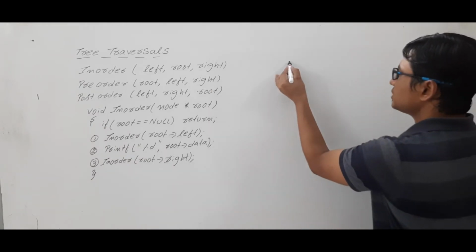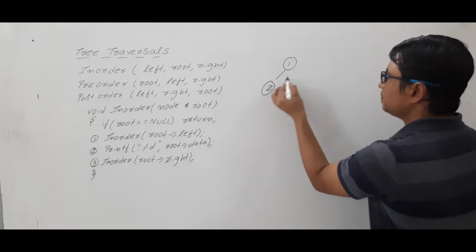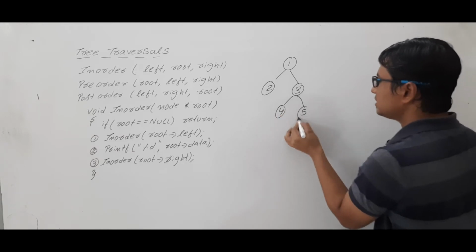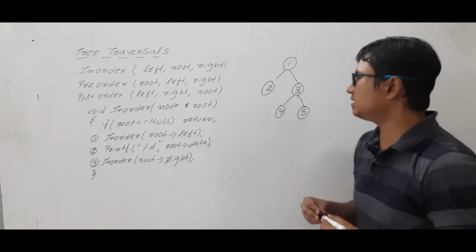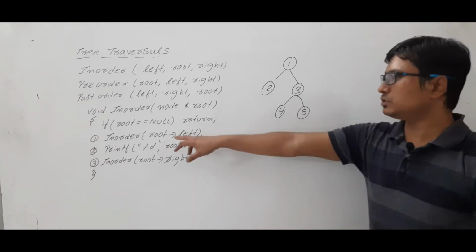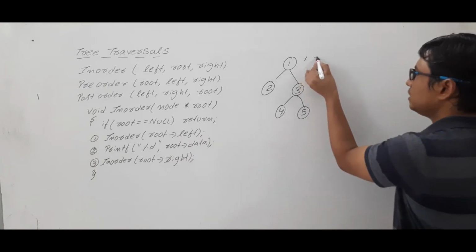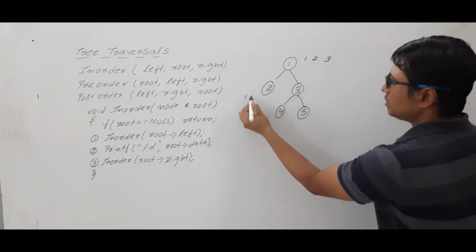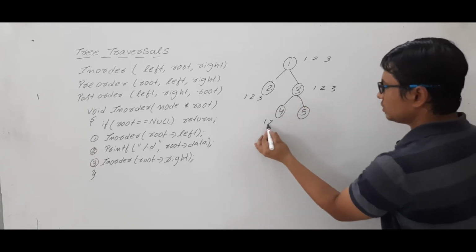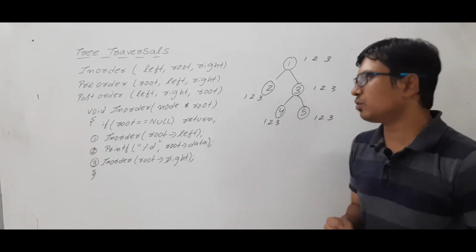Now let me discuss with an example. I have a root node with values 1, 2, 3, 4 and 5. This is not a binary search tree, I am just telling it as a binary tree. Am I right or wrong? Now at each node I need to execute step 1, step 2, step 3. Let me write them in the sequence 1, 2, 3 at each node, so that it will be easy for you to understand the concept.